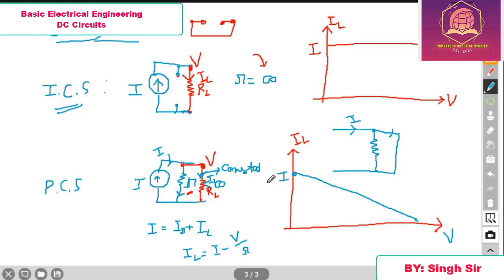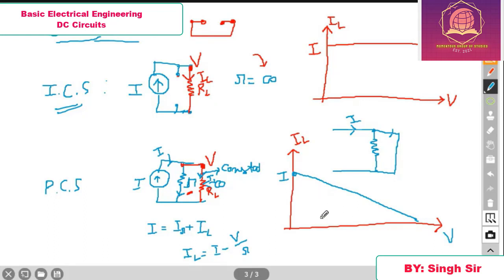Don't worry if you're not able to understand, because I'm going a little higher than your level, just to make you understand the basic concept of your sources, because we are going to use sources in the entire syllabus. That is why I have gone a little into the depth of voltage sources. If you're not able to understand how I got this, don't worry about it. No one is going to ask how you got this graph.